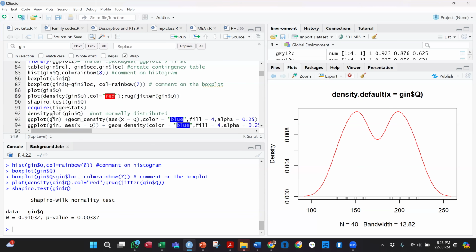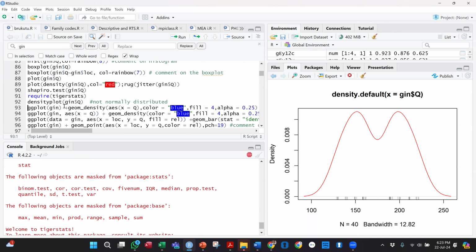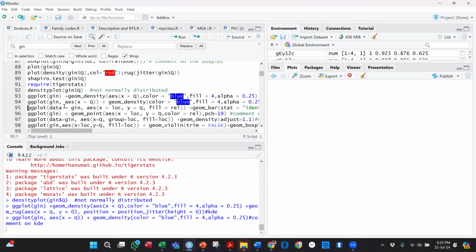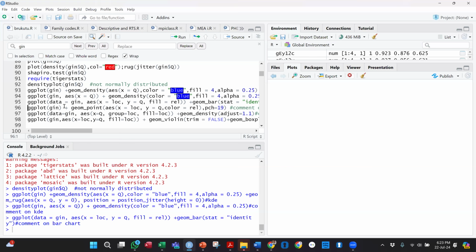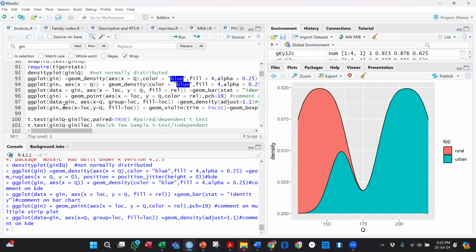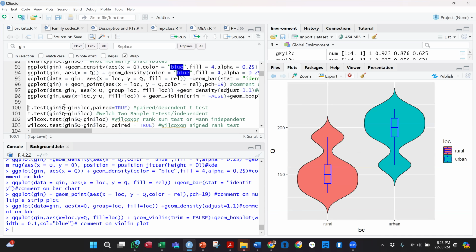There are other beautiful graphs you can draw for this. For example, when you install a package called Tiger Start, you can generate some other beautiful plots. You can color some of them. Look, there are several beautiful plots that you can generate. You can generate graphs according to religion. So your data set will have a lot of things, and you can test. This is called a violin plot.